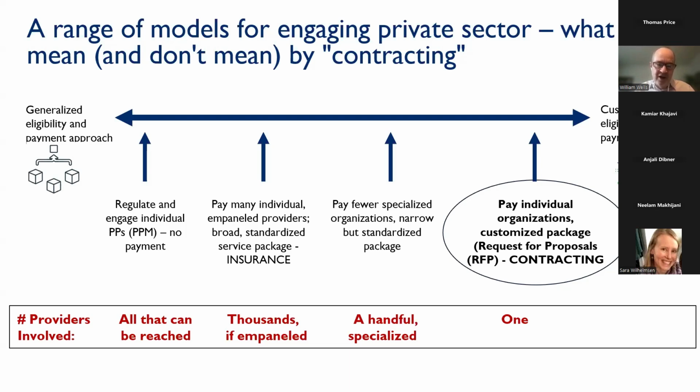This would be designed under something like a request for proposals, or RFP, and it would be awarded to just one single organization to carry out that individualized package of services. So it could be active case finding for TB, it could be sample transport, it could be IT services, many different things. Next slide, thanks.